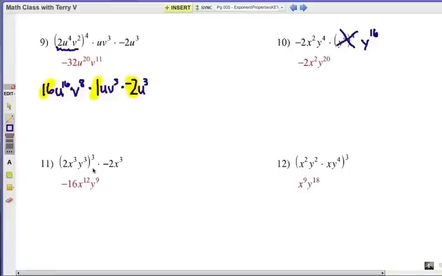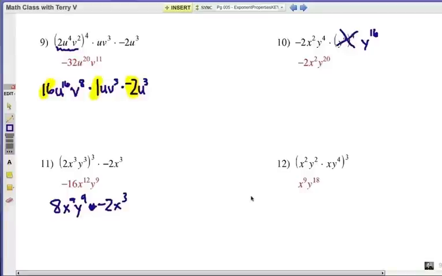All right, number 11. If we do powers of powers here, that's 2 to the 3rd power, so that would be 8. Then x to the 3rd power raised to the 3rd power is x to the 9th. And same thing with the y to the 9th. And then of course we are going to multiply by that negative 2 x to the 3rd. So put it all together, and it's supposed to be multiply right there. So negative 16 x to the 12th y to the 9th. At this point we are going to add the exponents together.